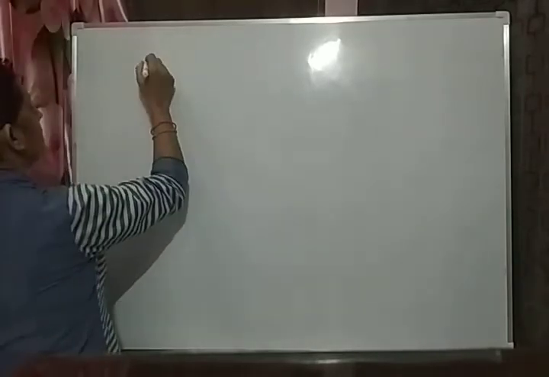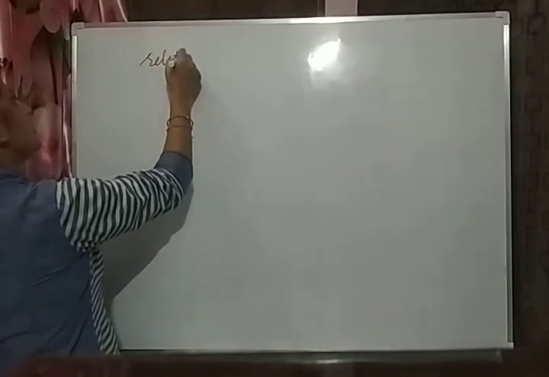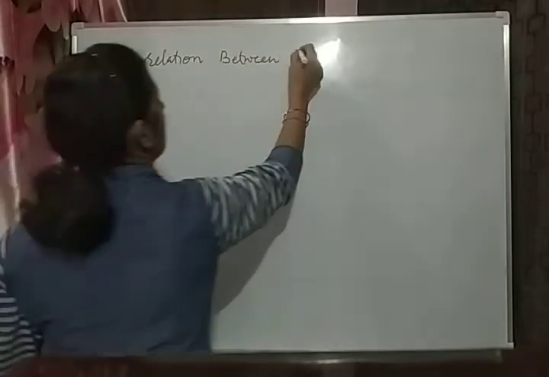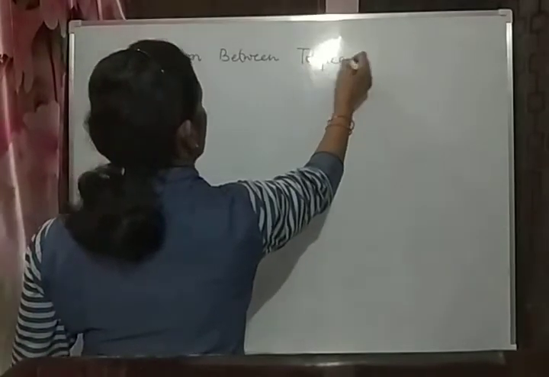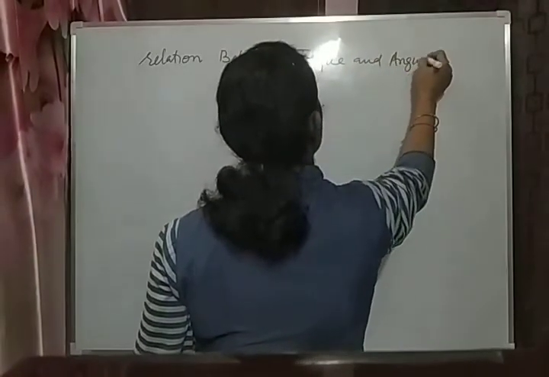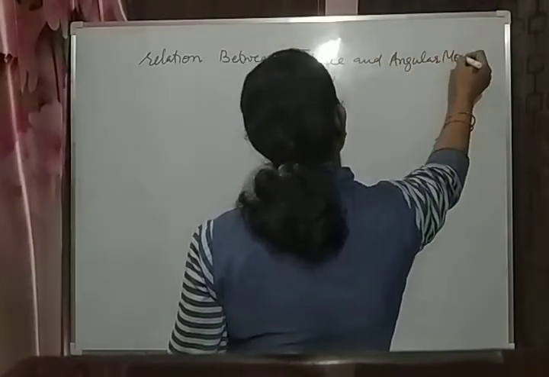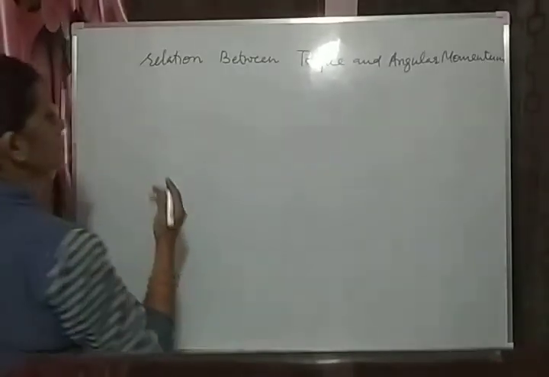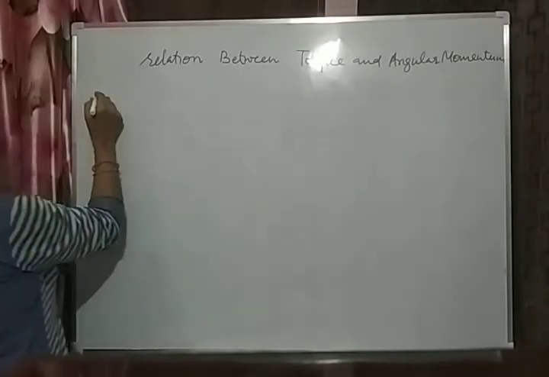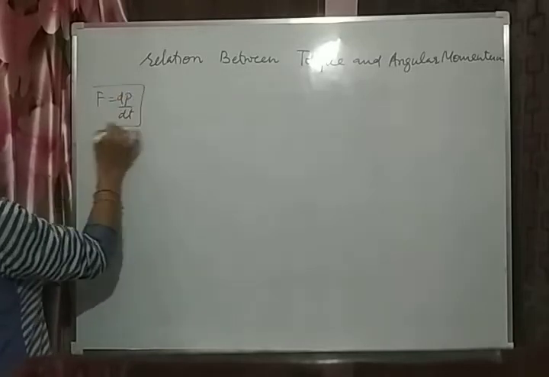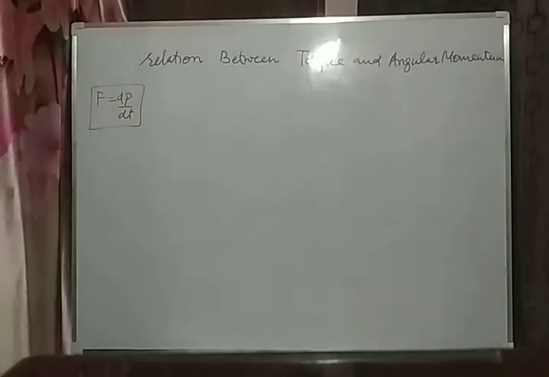Let us complete the topic, and today's last topic is the relation between torque and angular momentum. You can find the relation between them. This relation is like force and linear momentum, F is equal to dp by dt. You have to prove this relation.